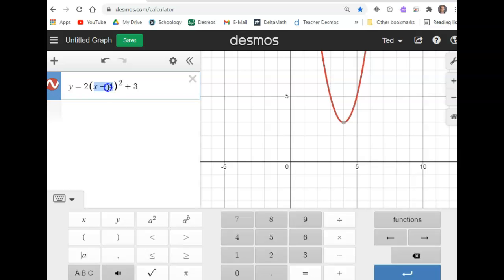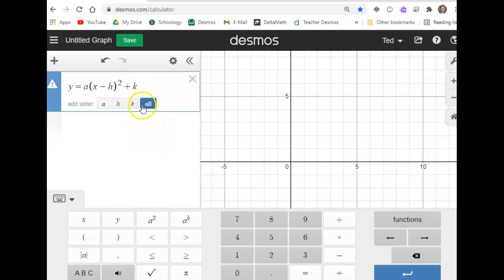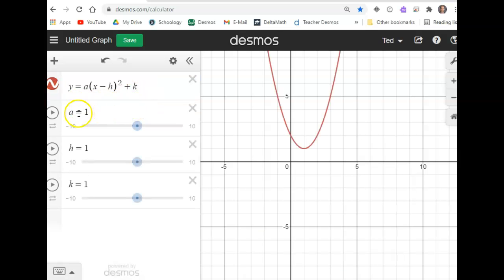Now one thing we're going to do is instead of having a 2, we're going to use a letter A. And instead of having a 4, we're going to use the letter H. H is for horizontal. And then we're going to have K for our vertical movement. Now, you're not really going to have to type in these sliders, but eventually you will when we do this Desmos project, so we might as well show you it now. How would I get a slider? Well, by just typing variables A, H, and K. See how it says add a slider? If I click all, now it gives me a slider that I actually can move, so I can see just the effects A has on this parabola.